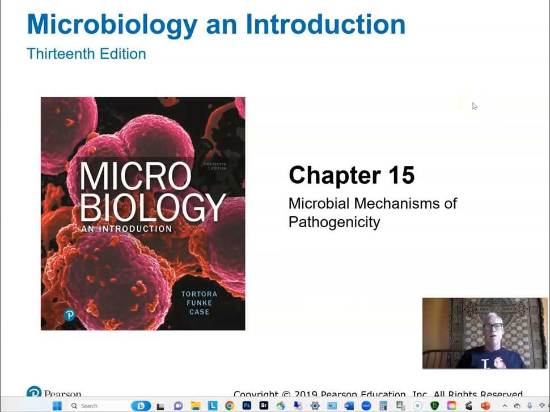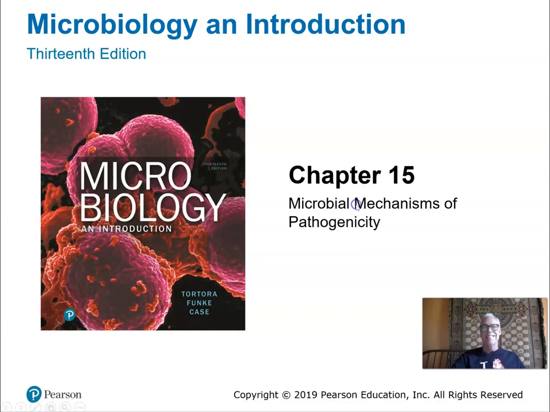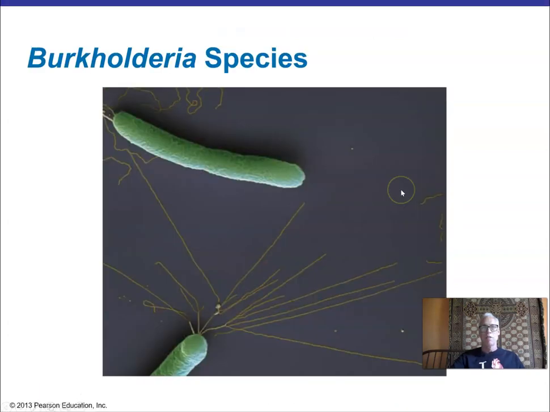Today's episode of our investigation of microbiology in the Tortora textbook brings us to chapter 15, Microbial Mechanisms of Pathogenicity. How do the microbes cause disease? There's a picture of a Burkholderia bacterial species that we said is a problem with chronic nosocomial infections in people with cystic fibrosis.